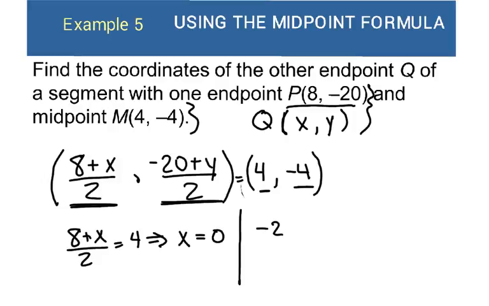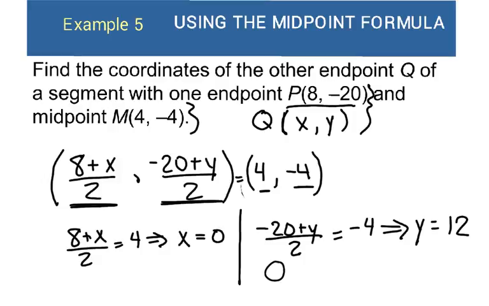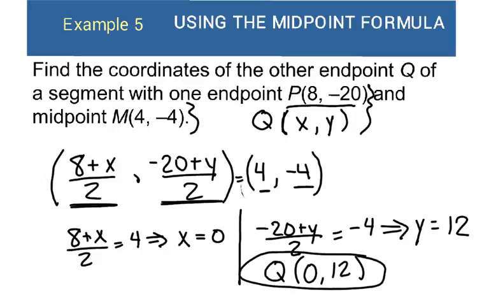And then let's do the y value. -20 plus y over 2, set that equal to -4. We get the y value of 12. So there we go. We found x is equal to 0, y is equal to 12. So our point Q is at (0, 12). There we go.